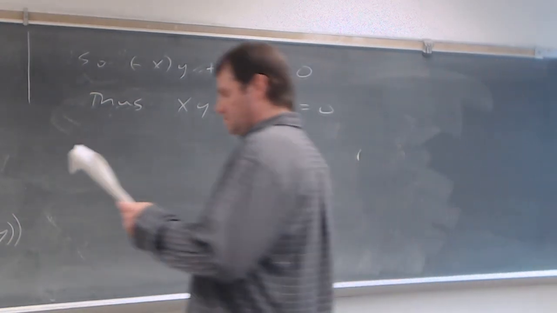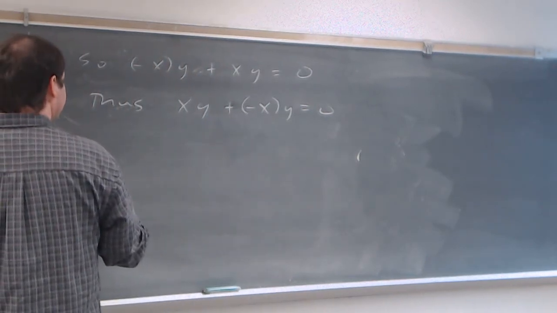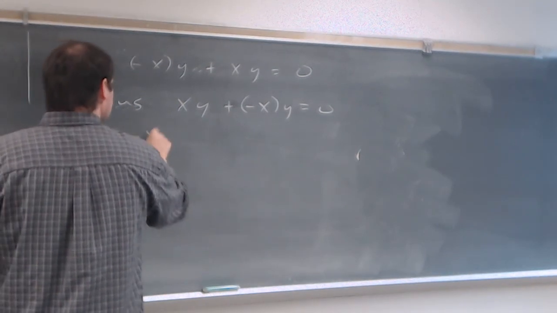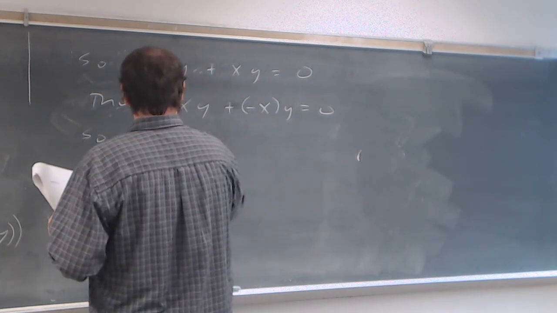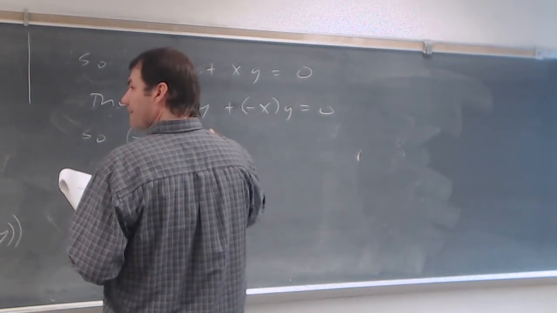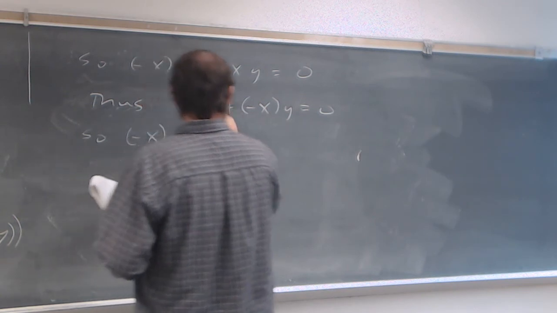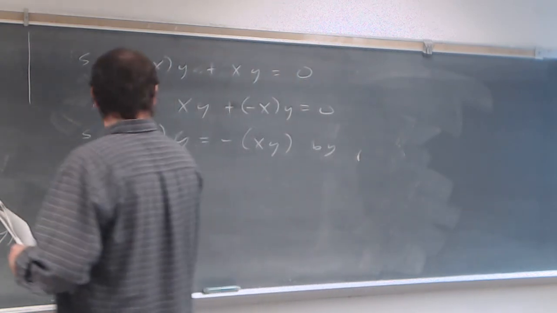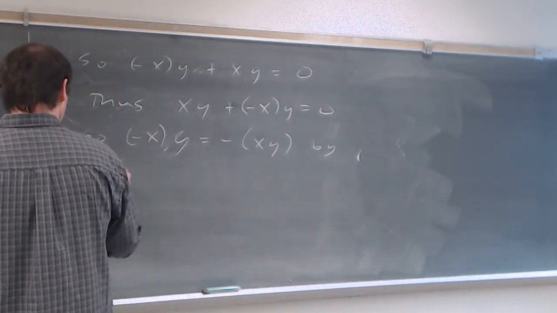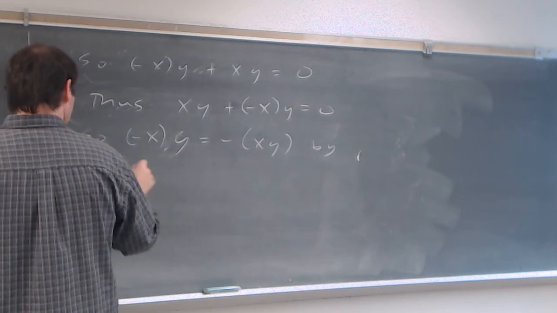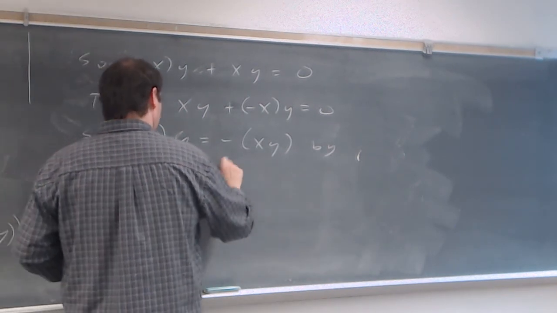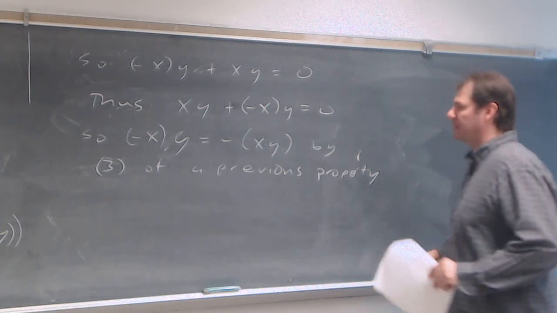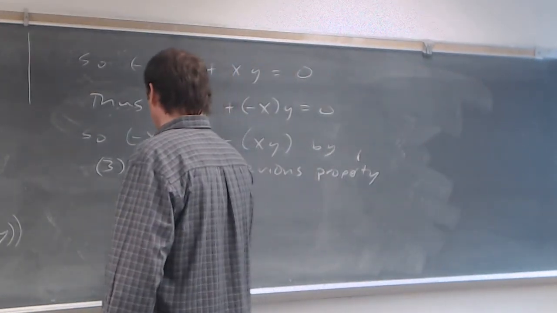And so here's what I'll say. That says that minus x times y equals minus this quantity, by the third part of a previous problem, our first problem. And that gives us the conclusion we want.